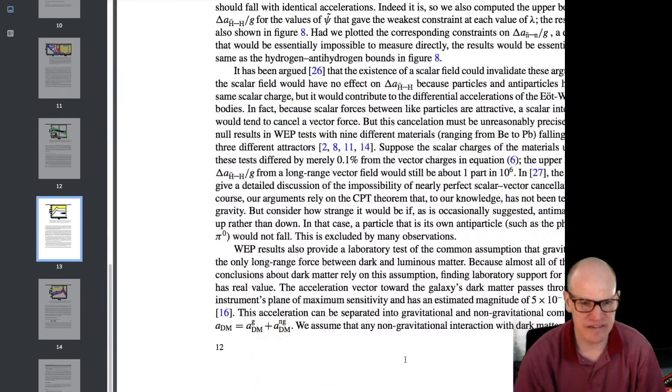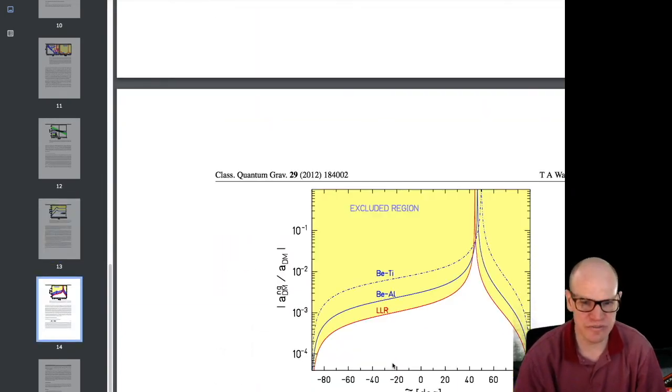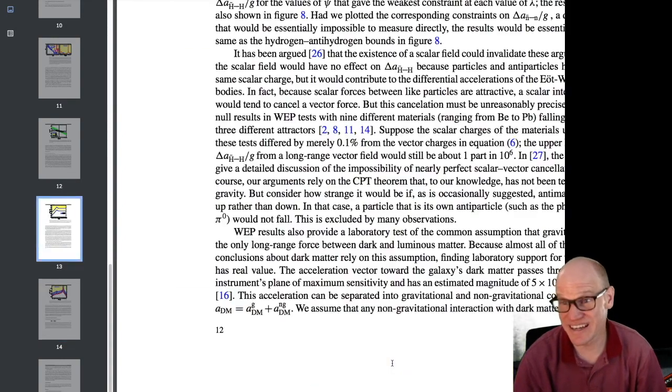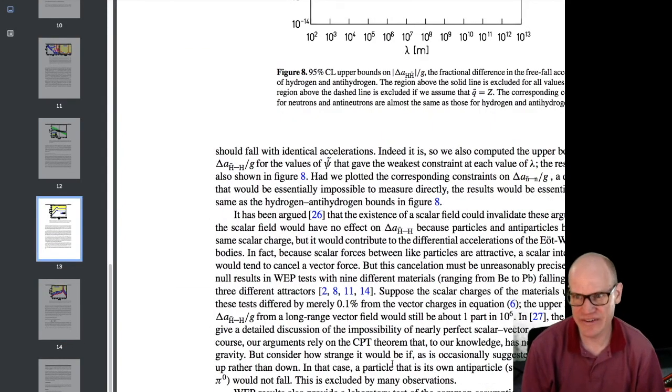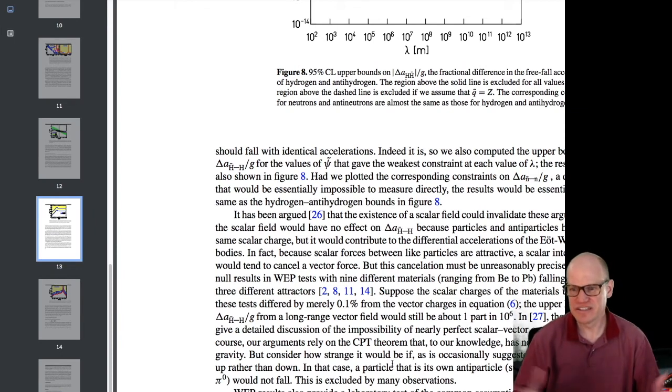So anyways, I gotta admit, that is a pretty cool result. I think it is really cool that with a torsion pendulum experiment, you can measure the gravitational effects of antimatter. If nothing else, that's pretty cool.